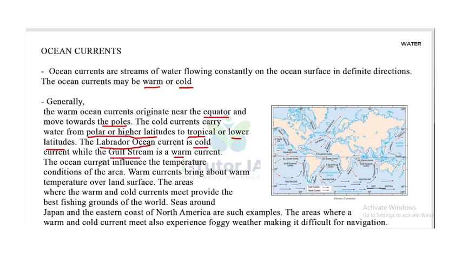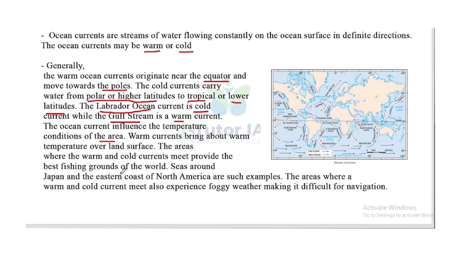Now, the ocean current influences the temperature conditions of the area. Warm currents bring warm temperature over the land surface.